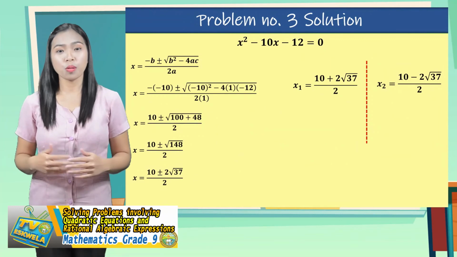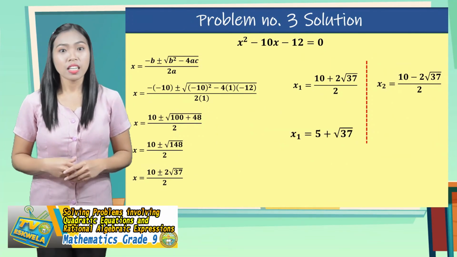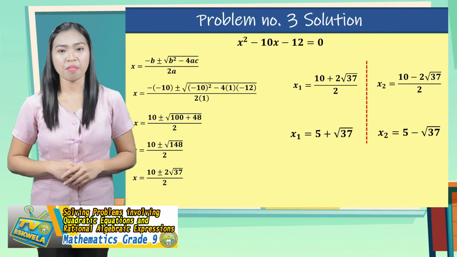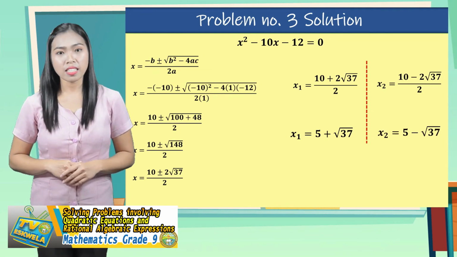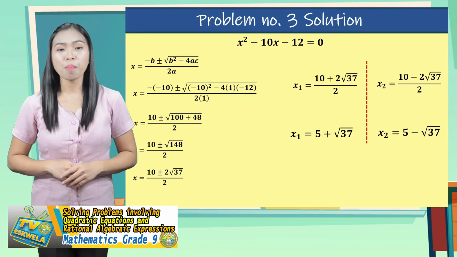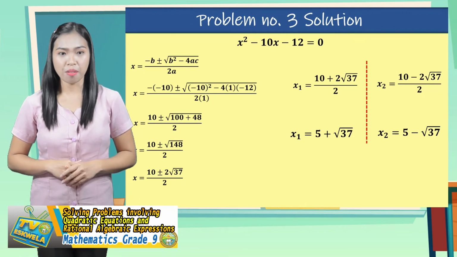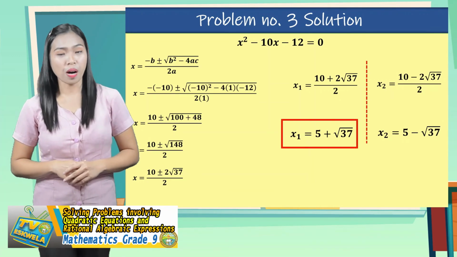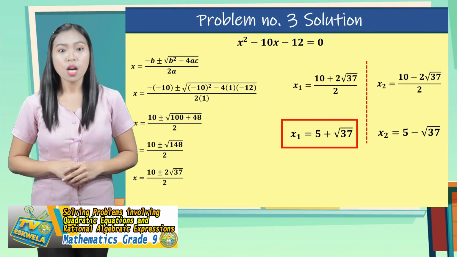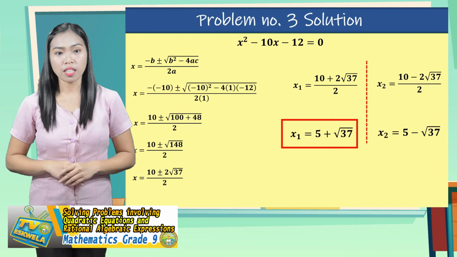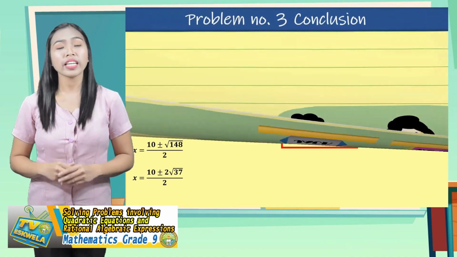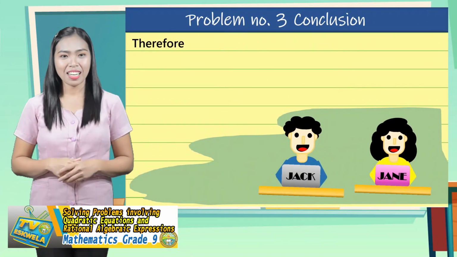Then, the solutions are x equals 5 plus square root of 37 and x equals 5 minus square root of 37. Again, we will only take the positive value of x, which is 5 plus square root of 37, because we are talking about time.